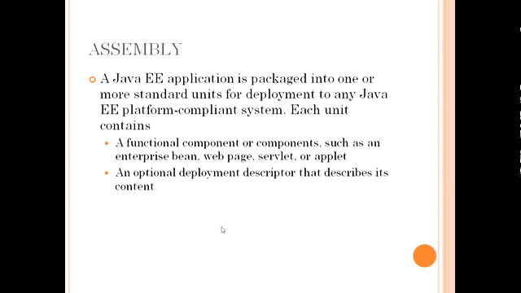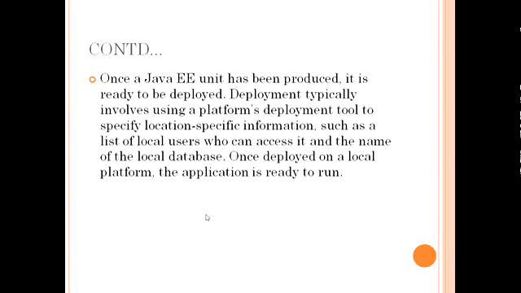A Java EE application is packaged into one or more standard units for deployment to any Java EE platform compliant system. Each unit contains two components: a functional component or components such as an enterprise bean, web page, servlet, etc., and an optional deployment descriptor that describes its contents. I will explain this deployment descriptor in the next stage. Once a Java EE unit has been produced, it is ready to be deployed. So deployment typically involves using a platform's deployment tool to specify location specific information such as a list of local users who can access it and the name of the local database. Once deployed on a local platform, the application is ready to run.